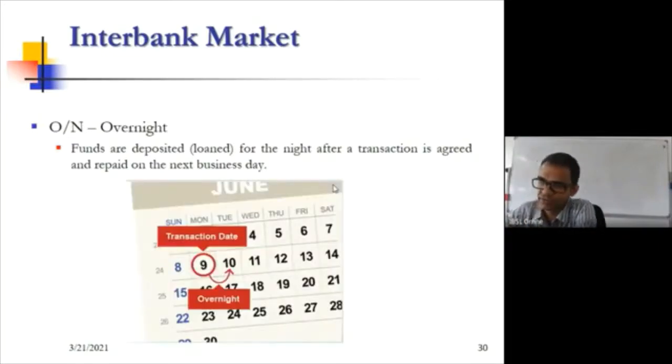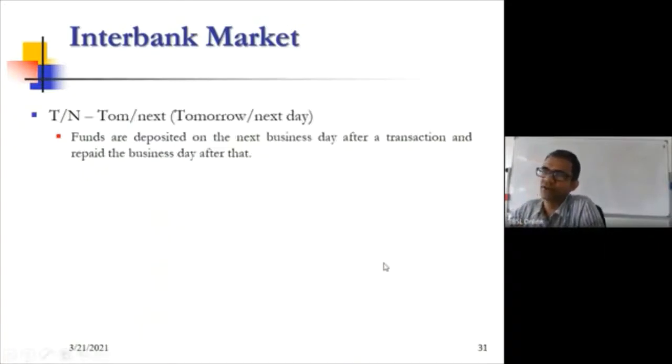So you do the transaction on 9th. If you are a borrower, you receive funds on 9th. If you are an investor, you deliver funds on 9th itself. On 10th, on an overnight basis, you pay with the interest or you receive with the interest, depending on whether you are a borrower or a lender. So that is overnight.